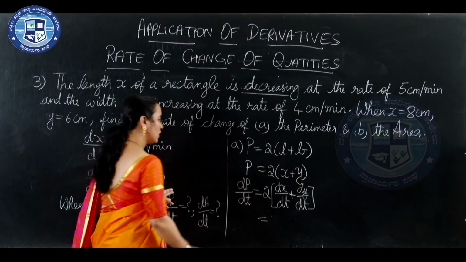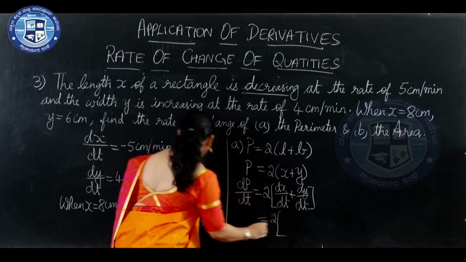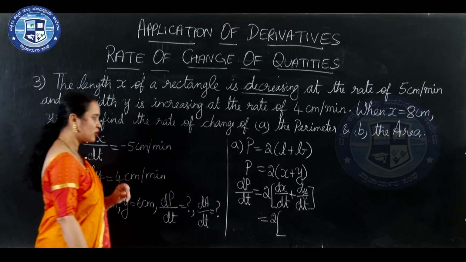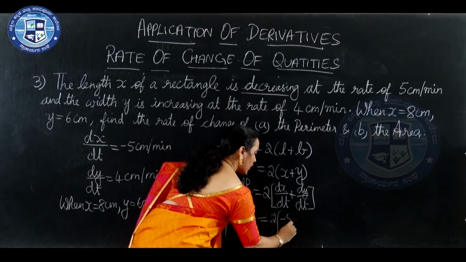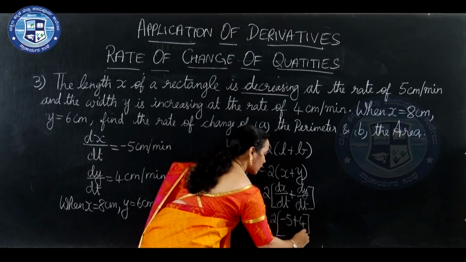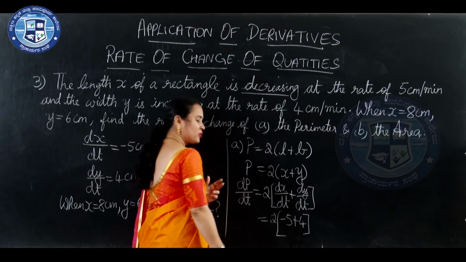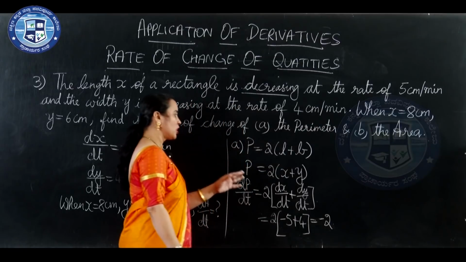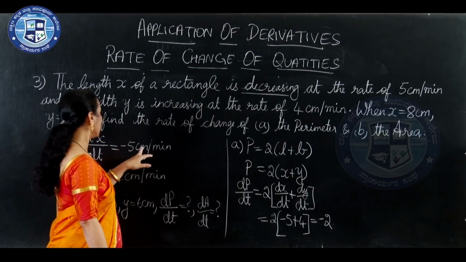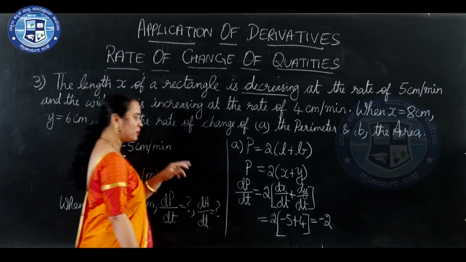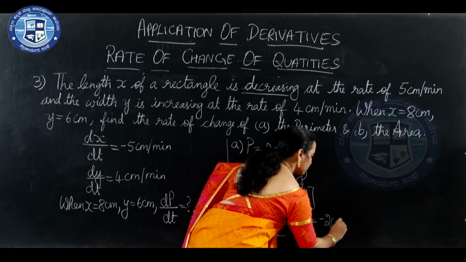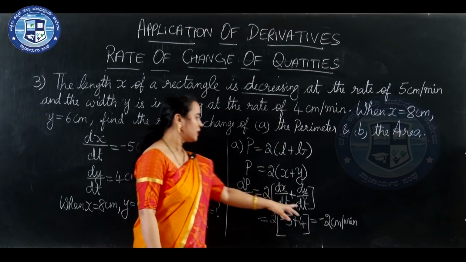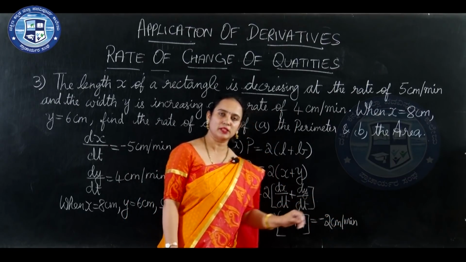Now, substitute. We know dx by dt is minus 5 and dy by dt is 4. So, minus 5 plus 4 is minus 1, into 2 is minus 2. Just check out with the units, it is perimeter. So, you will have it as centimeter per minute. dp by dt is minus 2 centimeter per minute.